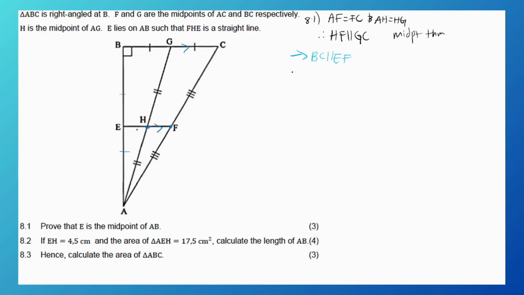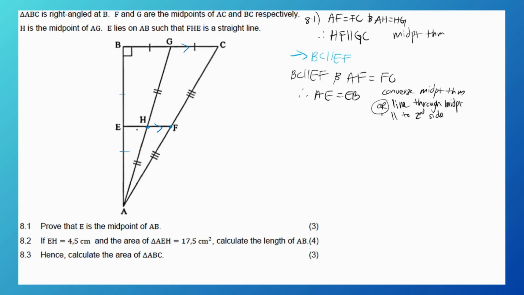Then we have that BC and EF are parallel, and this is now the whole line, that AF is equal to FC. This makes E the midpoint, right? So you can either say AE is equal to EB, and this is what we sometimes call the converse midpoint theorem, or the more correct reason, that is, line through midpoint parallel to second side. This is actually what is in your official reasons.